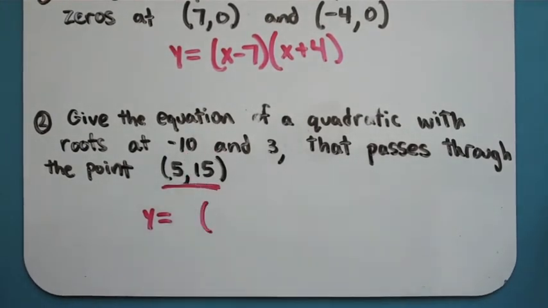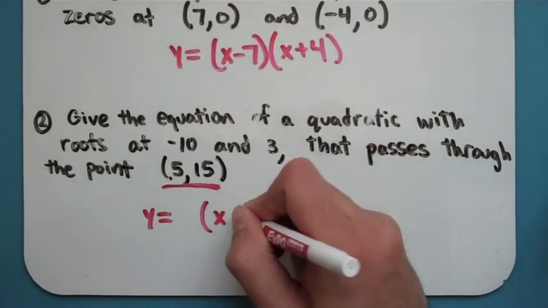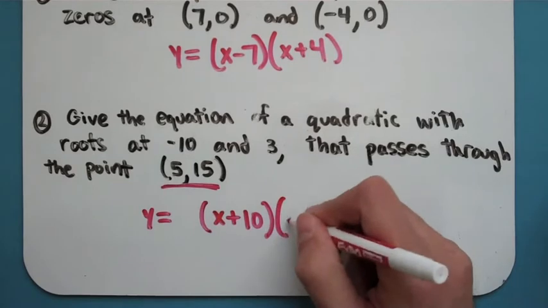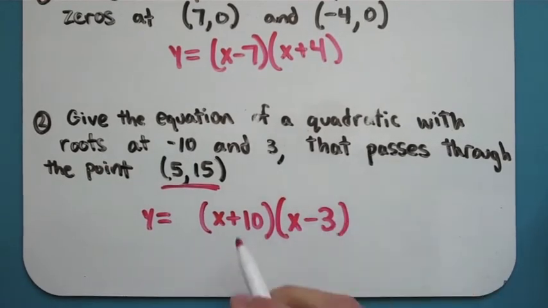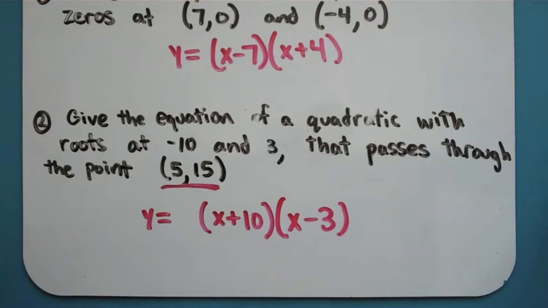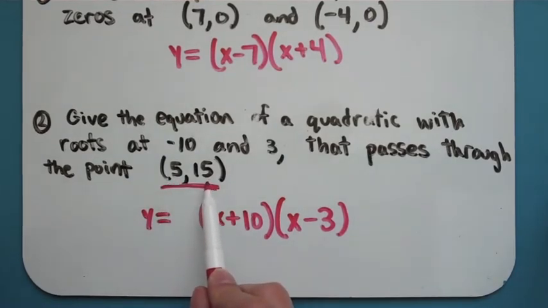But if my first root is at negative 10, that means I'm going to see an x plus 10. And if my second one is at positive 3, that means I have to see an x minus 3, because when you plug them in, you want to get out a 0 for y. That's what it means to be at roots. Now, if it was just that part and this last line wasn't there, we'd be done. But we do have to consider this other thing here. When we plug in a 5 for x, we've got to get out a 15 for y. That's because this point is on our graph.